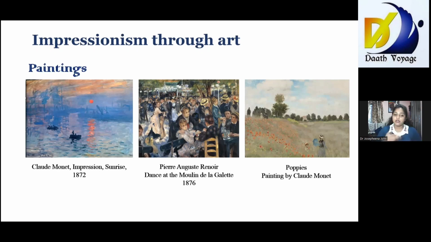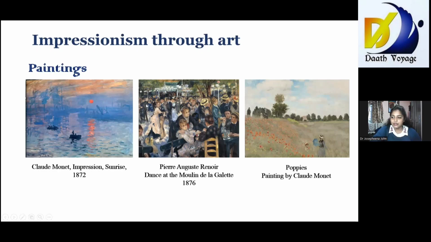And you also find that this was painted in the year 1872, which is when this particular group of painters started telling the world that this is also a way where you can create. This is not lifelike, but it's the impression that is in my mind, where I've seen a particular picture frame, and I've tried to put that onto a canvas.